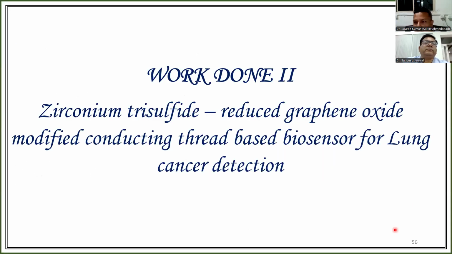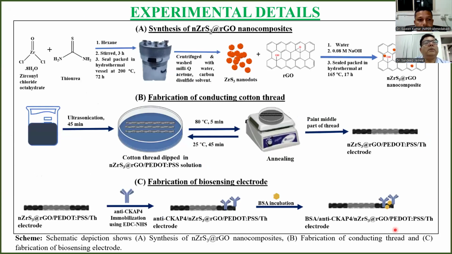Another work in project 2 is a zirconium trisulfide with reduced graphene oxide modified conducting thread-based biosensor for lung cancer detection. Here we have used thread as a substrate instead of the traditional ITO electrode. First we synthesized nanostructured zirconium trisulfide with reduced graphene oxide through a hydrothermal process, and we fabricated the conducting cotton electrode with a dip coating process.